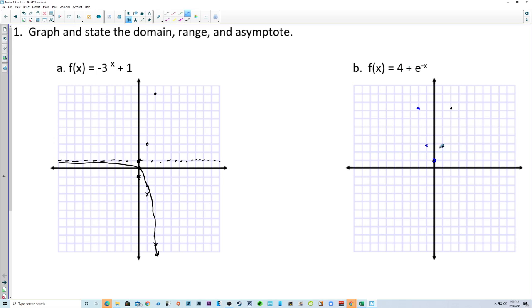And then push everything up 4. So 1, 2, 3, 4. This is where that horizontal asymptote is, right here. And then up 1, 2, 3, 4. 1, 2, 2.718. And let's see, 1, 2, 3, 4. So pushed up somewhere up there. So here is the graph right there.